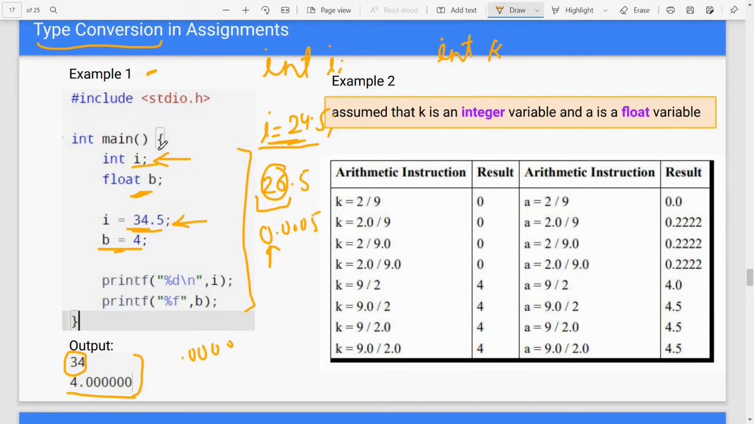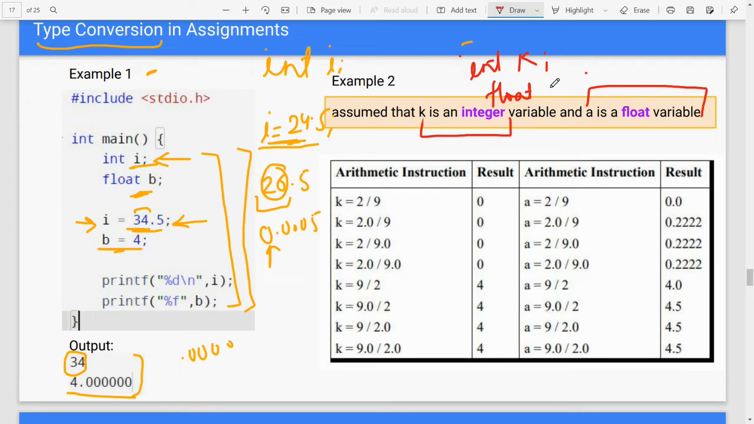So when you are given code of this type, you need to understand what will be the output of this particular code. Because i has been initialized as an integer, only the integer component is kept. The same thing applies to this other example. Assume k is an integer and a is a float variable. So we have int k, and we also have float a.